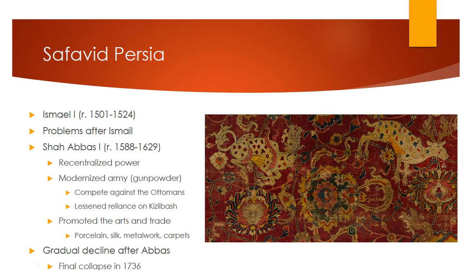Also making Shiism the state religion. Before, like I said, it was a Sunni Muslim state, but after this, it would remain Shia. Iran today is still, in fact, Shiite because of the Safavid Persians. So they had a lasting impact in that.